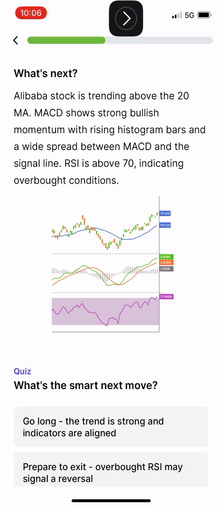What's next? Alibaba stock is trending above the 20 MA. MACD shows strong bullish momentum with rising histogram bars and a wide spread between MACD and the signal line. RSI is above 70, indicating overbought conditions. Quiz: what's the smart next move?